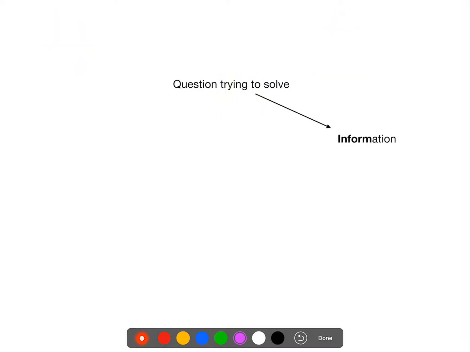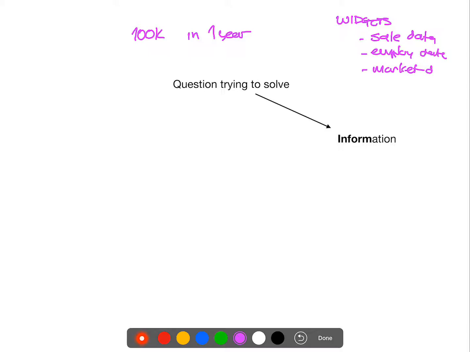Then the next bit is, let's say we're trying to do the 100K in one year's time. We're trying to then understand what our options are. So we need data. Let's say we're making some widgets, right? And these widgets get sold, so we have some sales data. We have some employee data, that is, who makes the widgets and how much do we pay them? We have some other spend data, right?